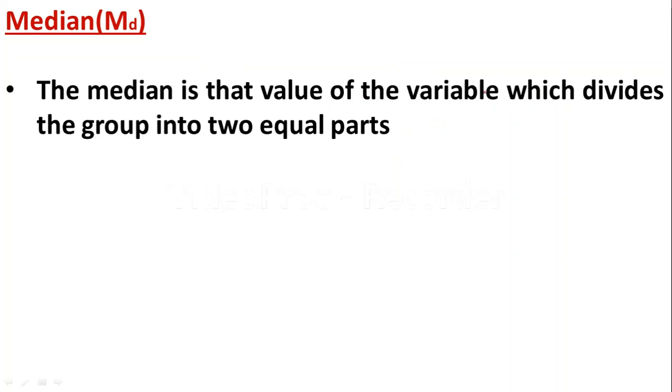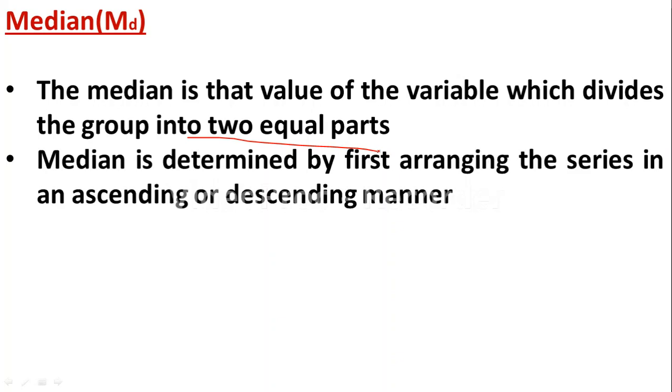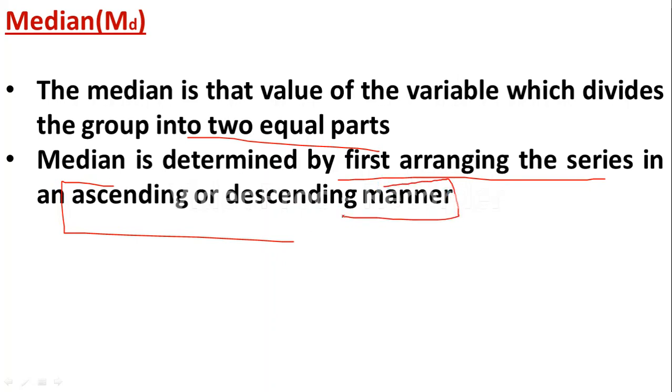The next one is median. Median means the value of the variable which divides the group into two equal parts. So median in the given observations is going to divide the entire observations into two parts. The middle value is known as the median. Median is determined by first arranging the series in ascending or descending order. So before calculating the median, first we should arrange the data in ascending or descending order. While calculating arithmetic mean, no need to arrange the data in ascending or descending manner, but while calculating median, we need to arrange the data in ascending or descending order.